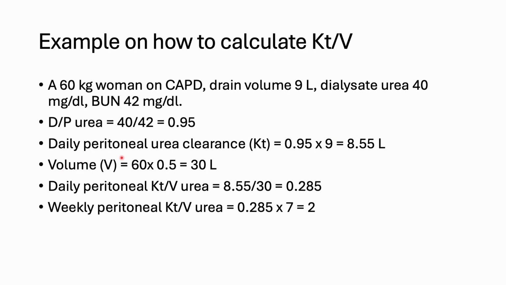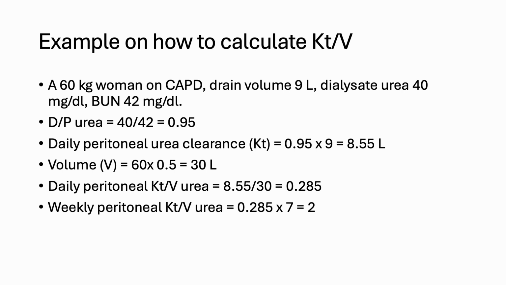The volume, this is total body water, is 60 times 0.5, so about half, approximately, so we get 30 liters. Now the daily peritoneal KT over V urea, so the KT is 8.55 and the V is 30, so we divide 8.55 by 30, we get 0.285. Again, this has no unit because it's liter over liter, they cancel out. And weekly, if the daily is 0.285, we multiply by 7 and we get 2. So the weekly peritoneal KT over V urea is 2.